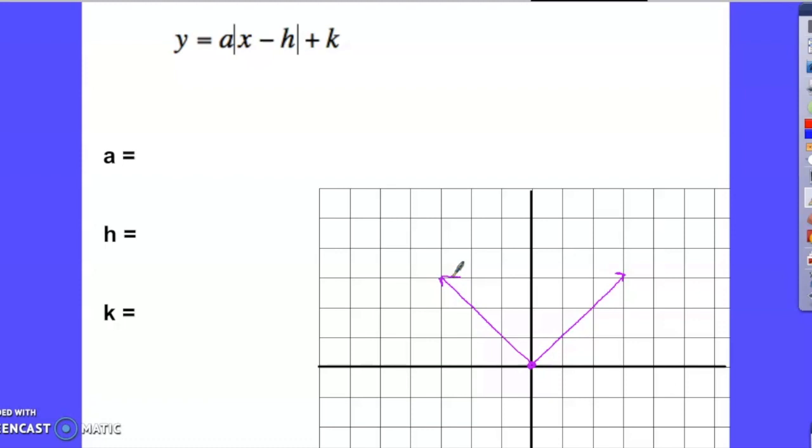When we do our transformations, they come from different parts of the function. So in this particular function, y equals a times the absolute value of x minus h plus k, each of those things represents something different. So the first thing we're going to start with is the h. What does the h represent?